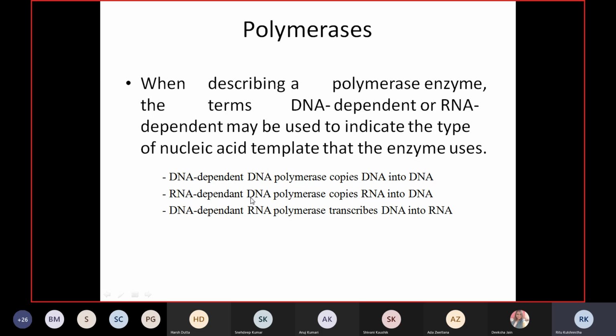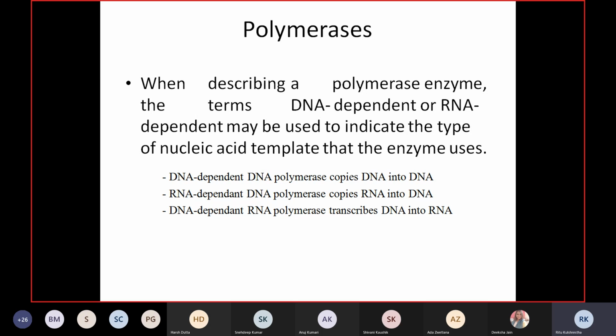Then there is RNA dependent DNA polymerase. Again, it's a reverse transcriptase and it copies RNA into DNA. So it uses RNA as the template. And then there is a DNA dependent RNA polymerase which transcribes DNA into RNA. So this is a RNA polymerase. So depending on what it is polymerizing and what it is using as a template, there is various categorization of the same.